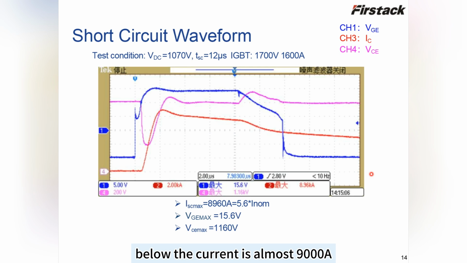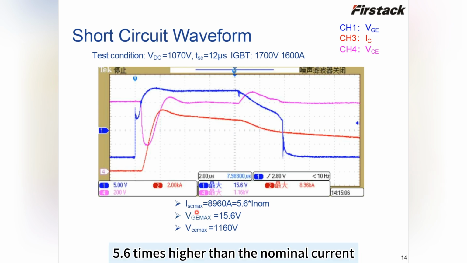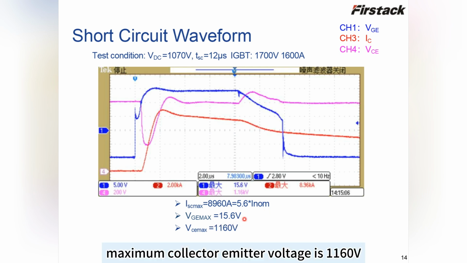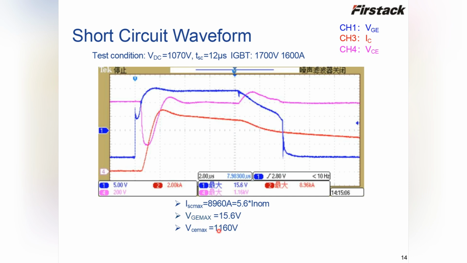The current is almost 9,000 amperes, 5.6 times higher than the nominal current, and the gate voltage is 15.6 volts. The maximum collector-emitter voltage is 1160 volts. But they are all in our short circuit safe operation area.